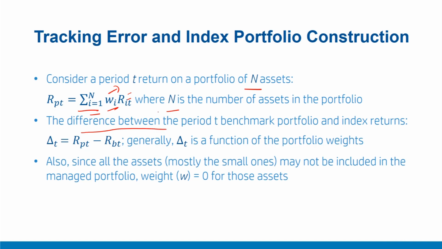The difference between the period T benchmark portfolio return R_BT and the index return R_PT is delta T. This is the deviation or error between actual portfolio performance and benchmark performance. This delta is a function of portfolio weights also. Since in these kinds of strategies, not all the assets are taken, only a sample of original assets are taken. Therefore, especially the small ones, not all the small ones are taken, and some of the small ones may not be included. So for some of these securities, the weight may be 0 as well.